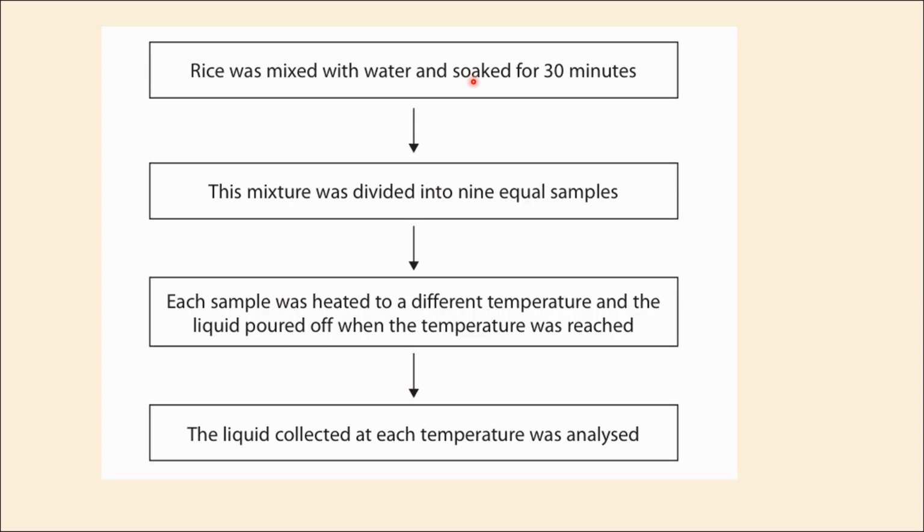The diagram shows part of the method used. First, let's take a look at the steps. The first step, they have mixed the rice with water and soaked for 30 minutes. Then they have divided the mixture into 9 equal samples, and in the third step, they have heated the different mixtures at different temperatures, and finally when the liquid reached the desired temperature, they have separated the liquid. And finally, the liquid collected at each temperature was analyzed for amylose and amylopectin.